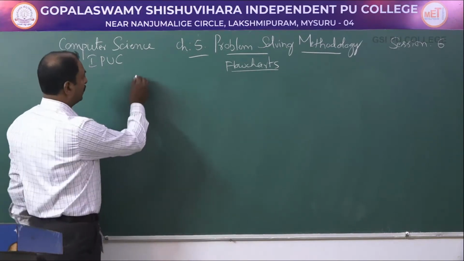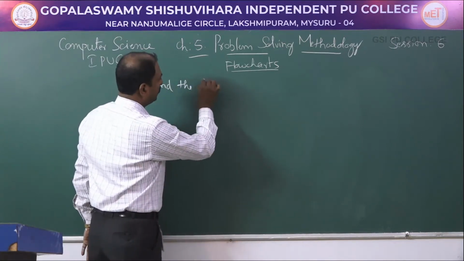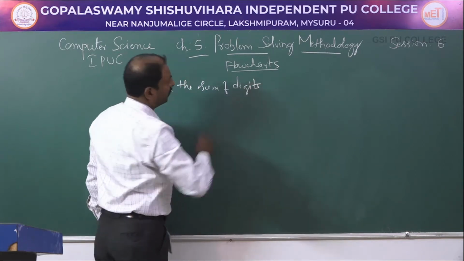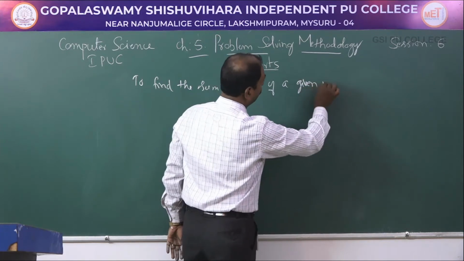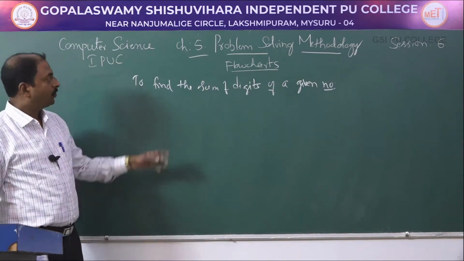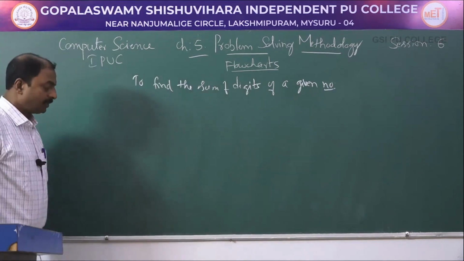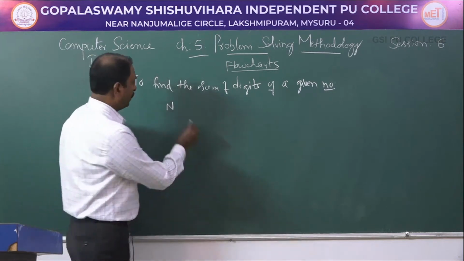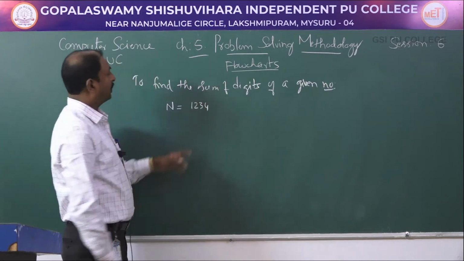Next example is to find the sum of digits of a given number. Next flowchart is to find sum of digits of a given number. So what is the question here, students? See here, suppose n is the given number. Given number is n. For example, I will take 1234. This is a given number n.